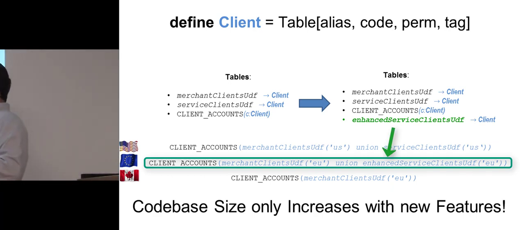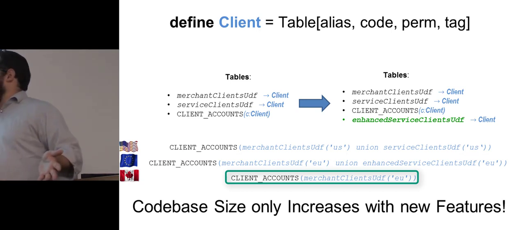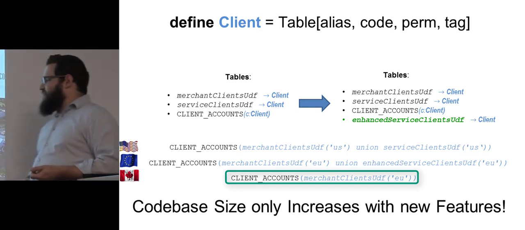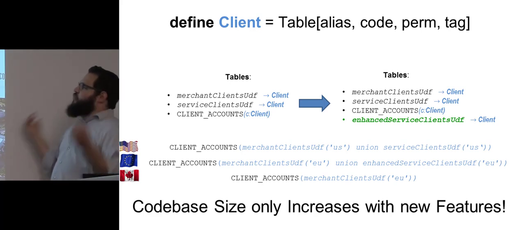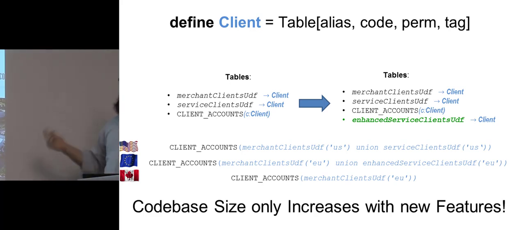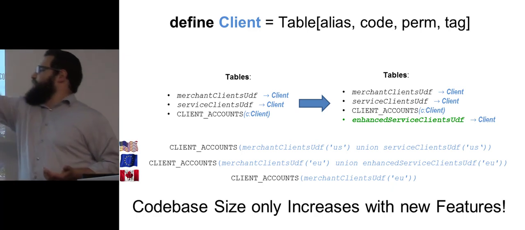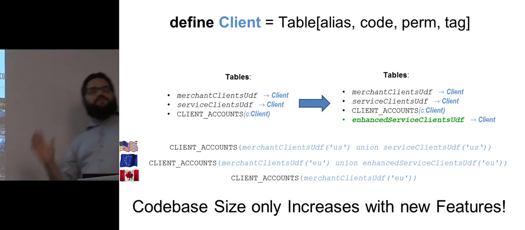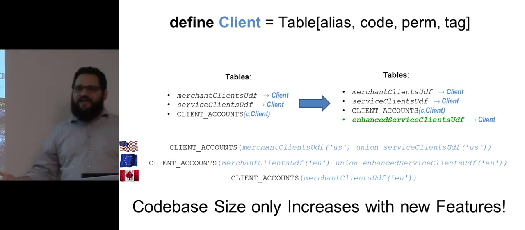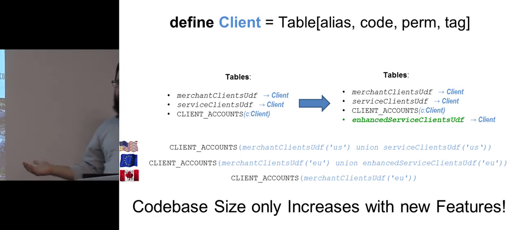And with client accounts for Canada, we would only have the merchant clients. Right? And essentially, our code base size would only grow with the number of features. Sorry, this is a mistake. That should be that. Our code base would only grow with the number of features, and that's what we want. And that's a scalable code base.